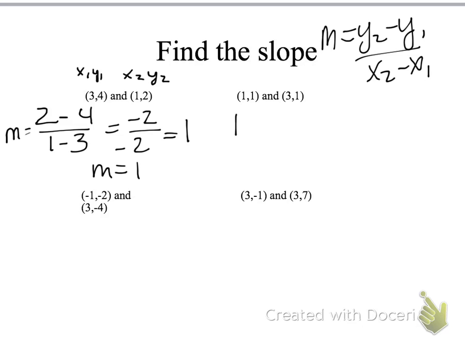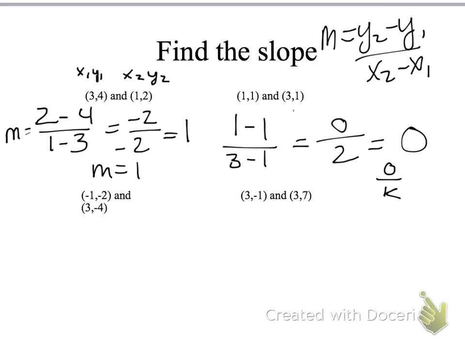Okay, so this one's 1 minus 1 over 3 minus 1. 1 minus 1 is 0. 3 minus 1 is 2. 0 divided by any number is 0. Okay, you can plug it into your calculator. You can check it. Remember, if 0 is on top, it is okay.